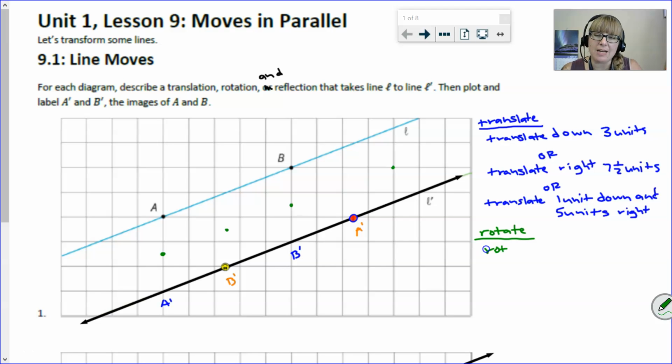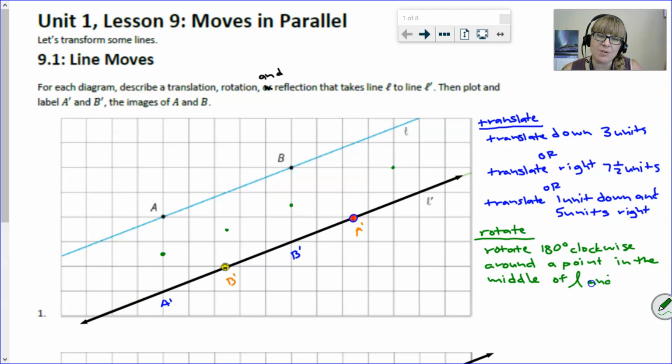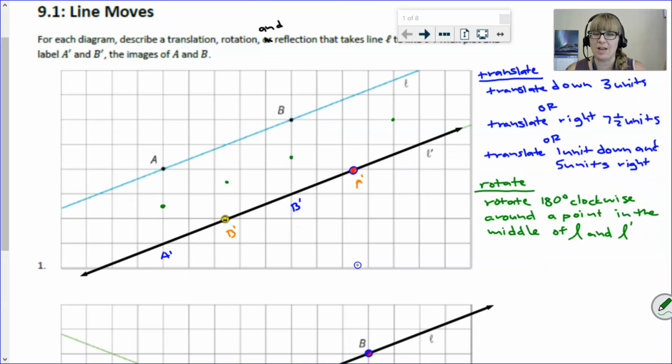We would rotate 180 degrees. You can say clockwise or counterclockwise, about any one of these green points. And I'm describing that as in the middle of L and L prime. Notice that I am using a cursive L here when talking about line L, because if I just do a print L, that looks like the number 1, and that can be confusing. So I am using a cursive L and a cursive L prime.